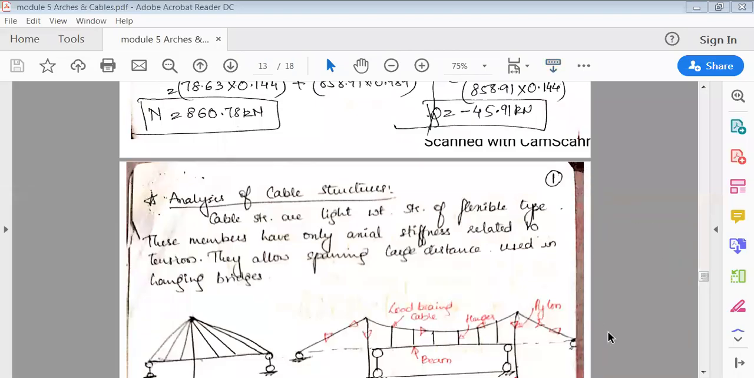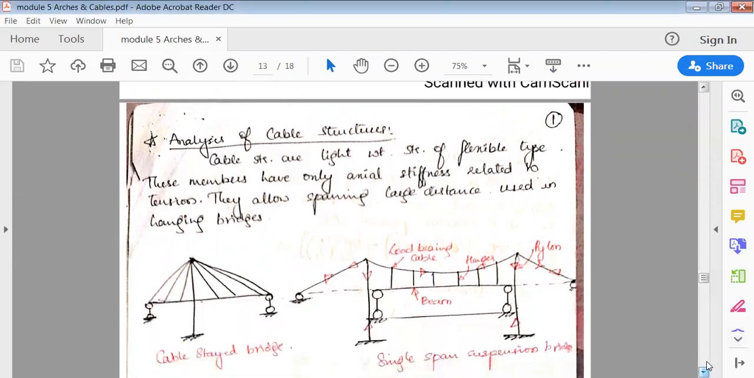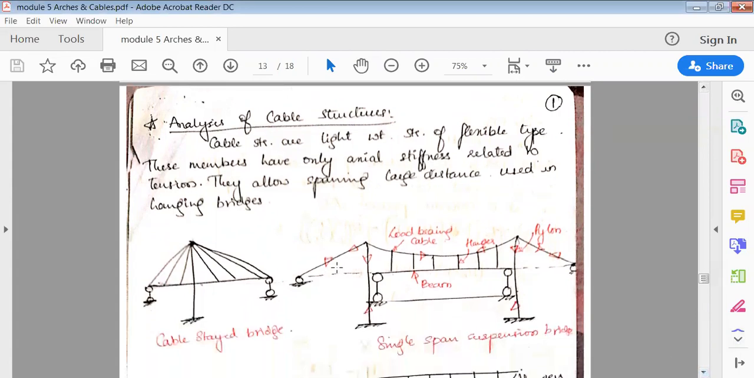Hello everyone. So let us study the next topic, that is cables. We've already studied about arches. The next concept is cables. So let's see what is basically a cabled structure. You must have seen the bridges, which will have cables like this.